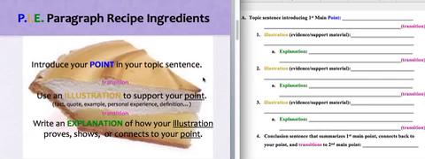Number 1 is your point. You need to introduce your point in your topic sentence. And then you have transitions. You transition to an illustration, which is what you use to support your point. It's the evidence, the fact, quote, example that you use to show or illustrate your point. And you transition again to an explanation of how that illustration proves, shows, or connects to your point.